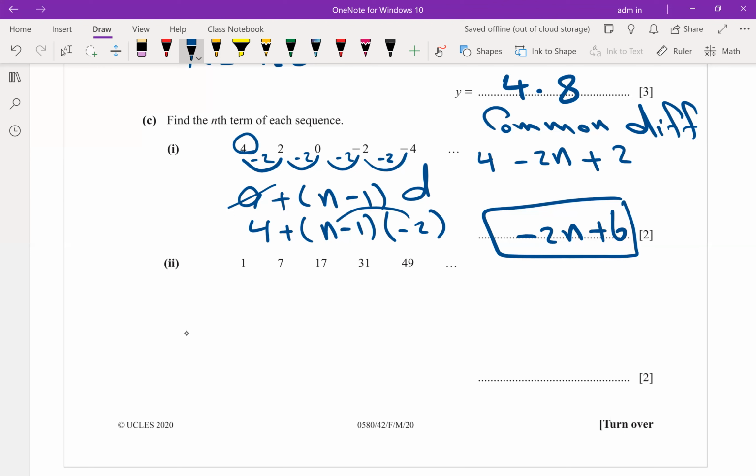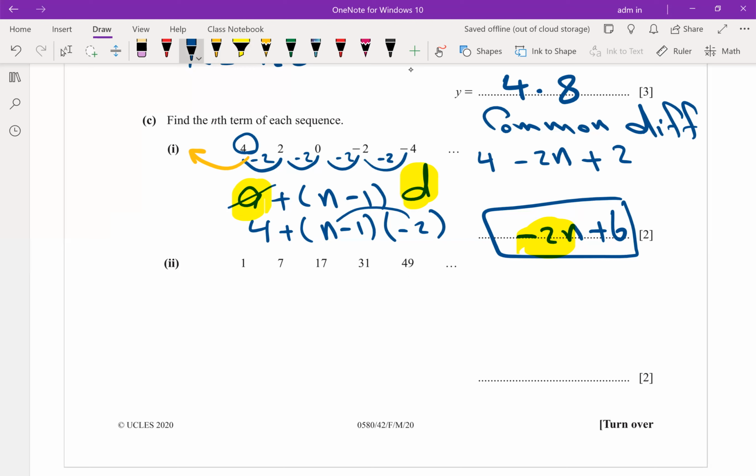You can find it without any working out. Each time we subtract 2, just write -2n, you will get 1 mark. Then for the first term, add 6. Again, the nth term is a plus n minus 1 into d. How to get the nth term? Value of a, value of d. The common difference is -2, and the first term is a. Substitute the values of a and d, expand and simplify your answer.